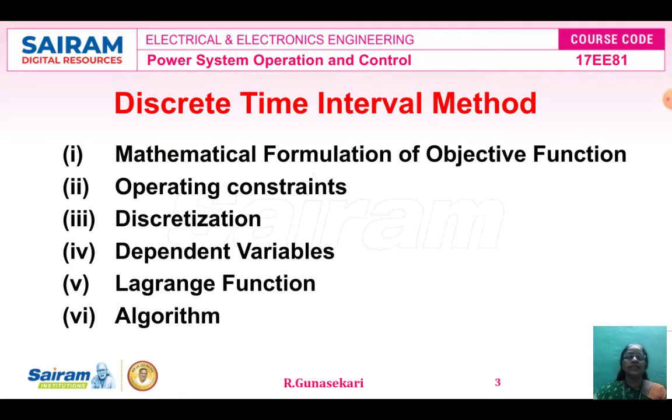Now, the discrete time interval method consists of six subdivisions. The first one is the mathematical formulation of the objective function. Second is operating constraints. Third is discretization. Fourth is dependent variables. Fifth is the Lagrange function, and sixth is the algorithm.